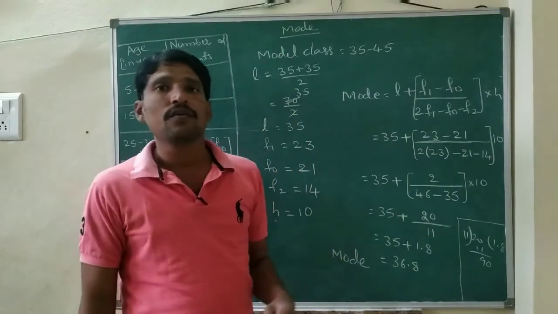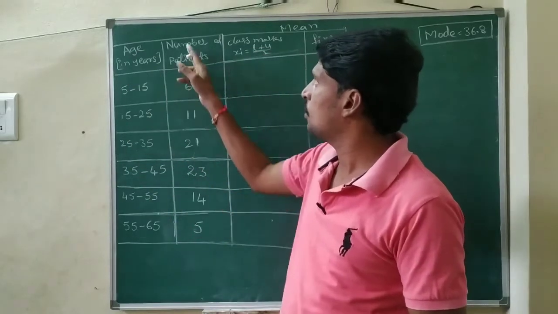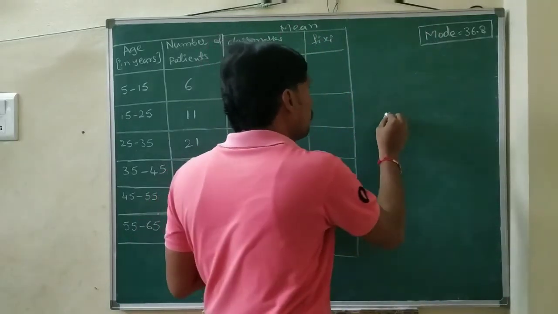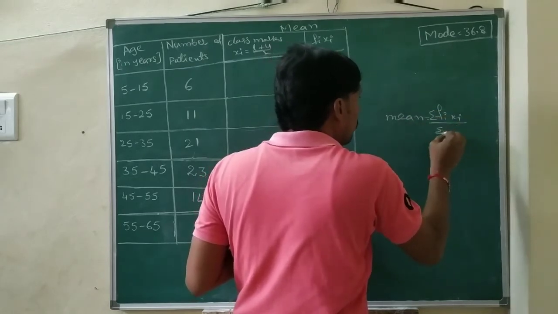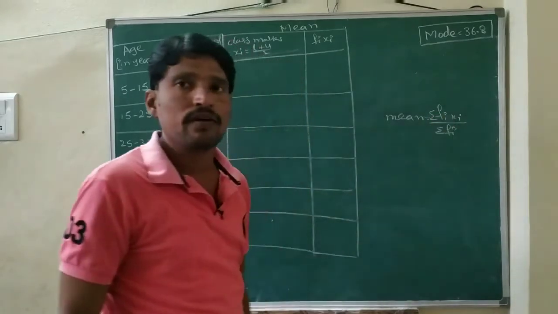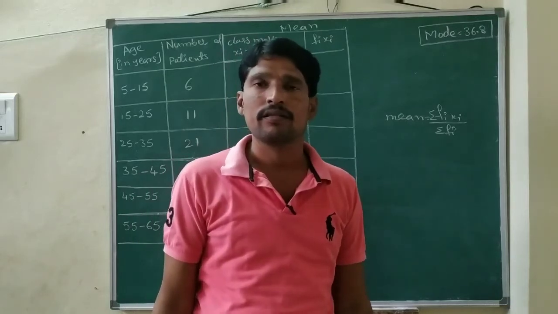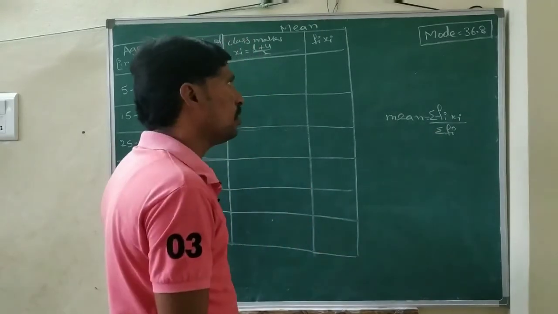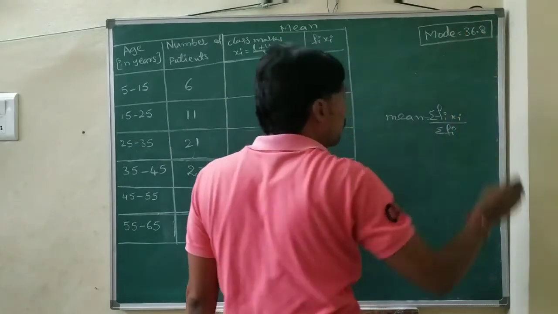Now for this same data, that is age and number of patients, we need to find the mean. So what is the mean formula? Direct method I am following. Sigma fi xi by sigma fi is the formula. Here fi means the respective class interval frequencies, xi means class marks. How do we get class marks? We take the average of the lower limit and upper limit. Already we know that for this data the mode is 36.8.